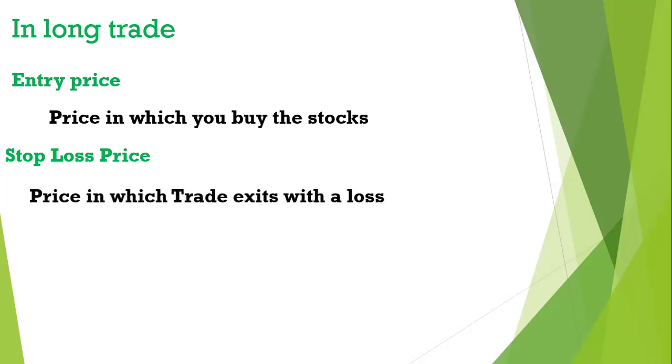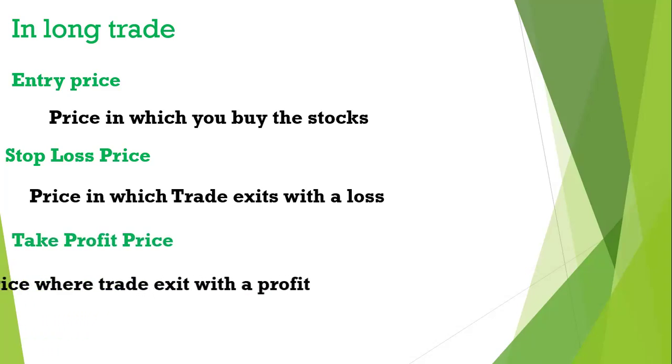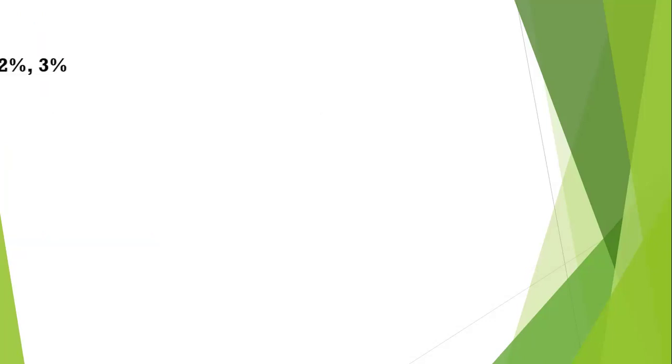The stop loss price is the price at which the trade exits with a loss. So you have already decided how much you are willing to lose, and you also know how to put in the stop loss. Take profit is the price at which the trade exits with a profit. This is where you take your profit once the trade is profitable. So it's a winning trade, and you're going to make a profit from it. Now let's look more into it.